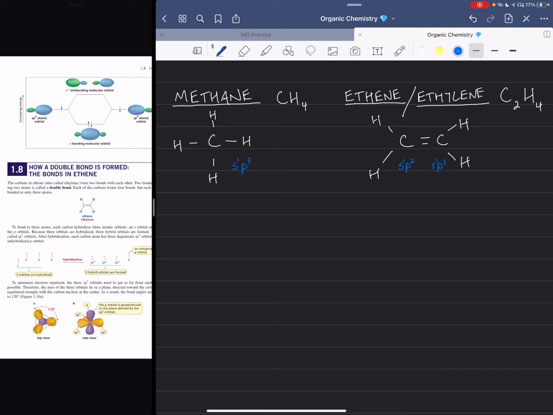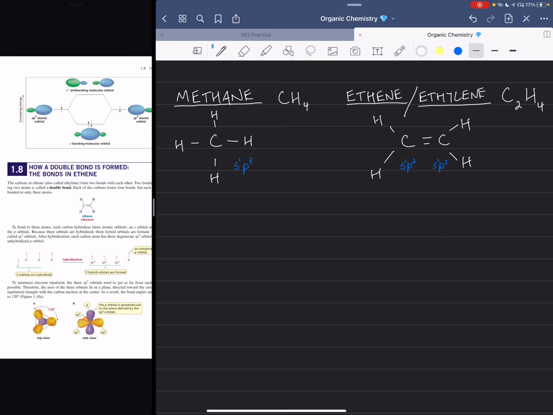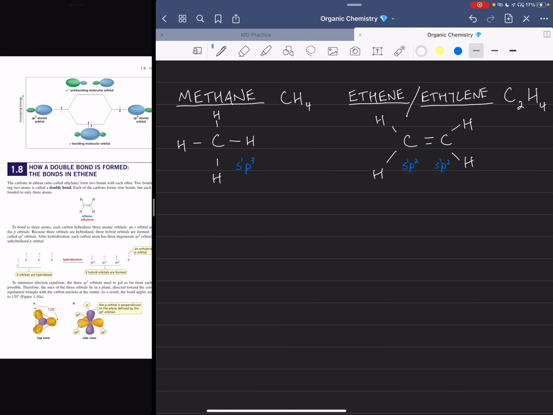Now, in the case of this one, if we look at the electron configuration of carbon by itself, electron configuration of carbon by itself is 1s2, 2s2, 2p2. Okay, it has 6 total electrons. It has 4 valence electrons.